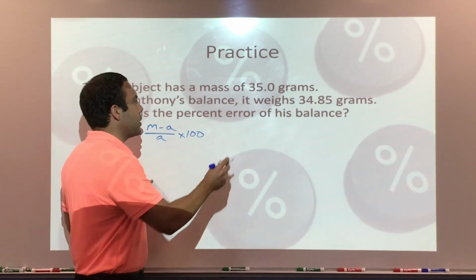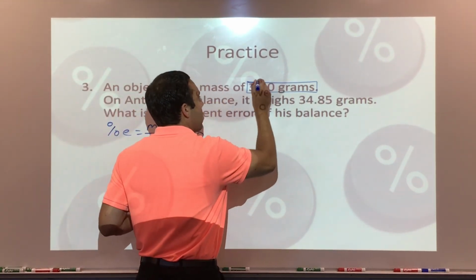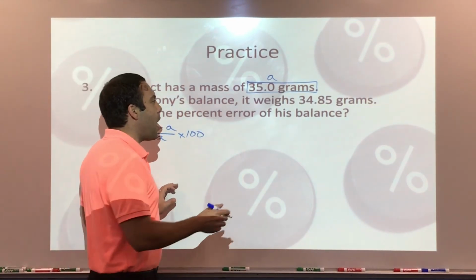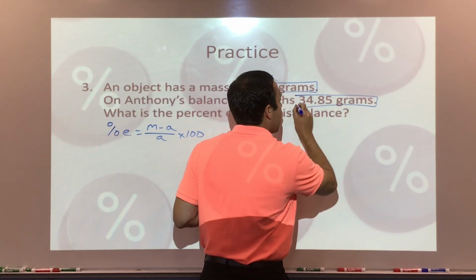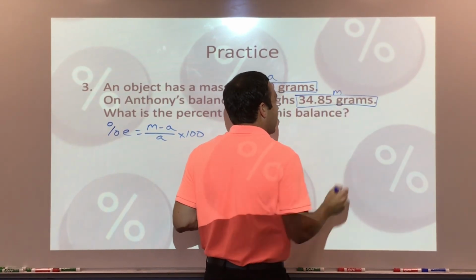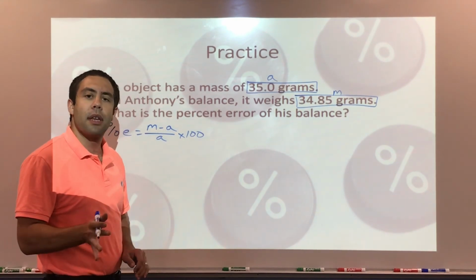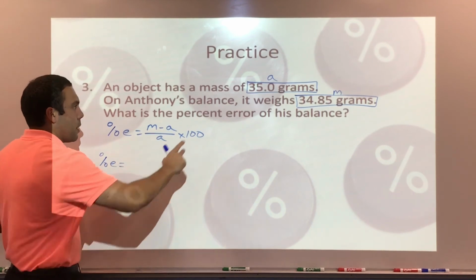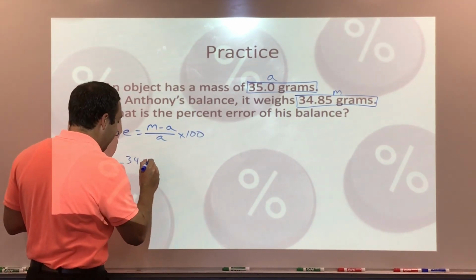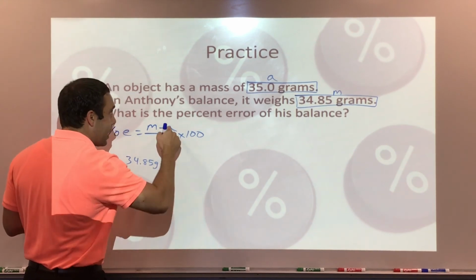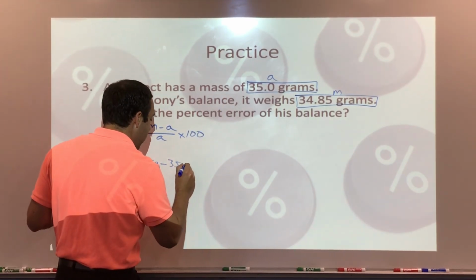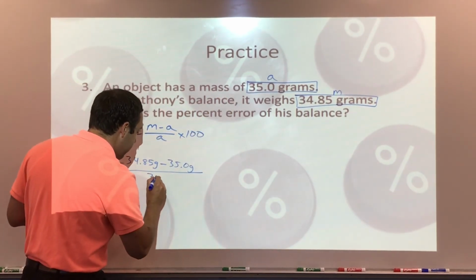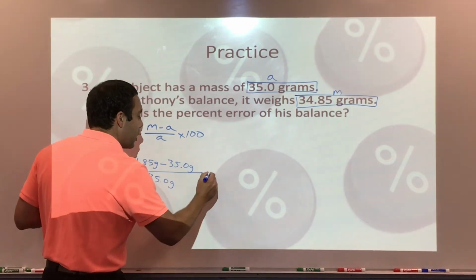The object has a mass of 35.0 grams. That's the accepted. However, on Anthony's balance, Anthony's doing the measuring, and he finds it to be 34.85 grams. That is the measured. Next step, we plug it in. So we have percent E equals measured 34.85 grams minus accepted 35.0 grams over the accepted value 35.0 grams times 100.